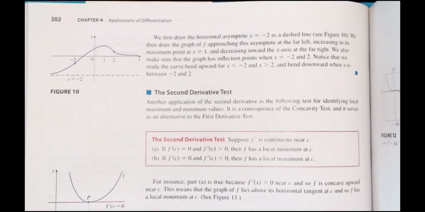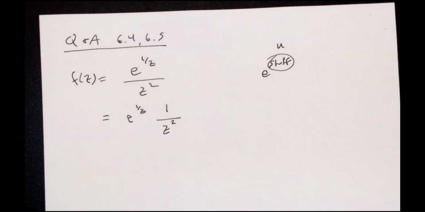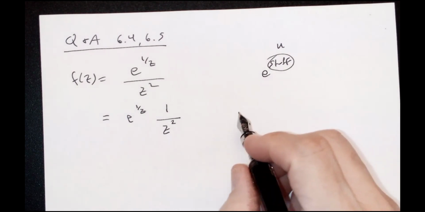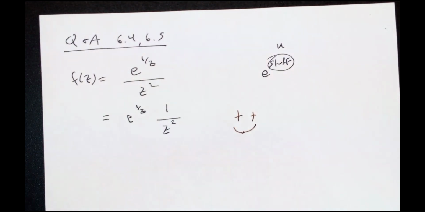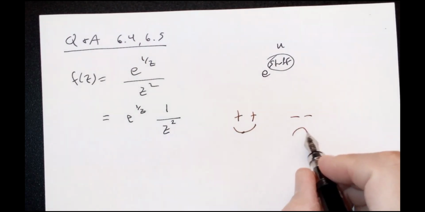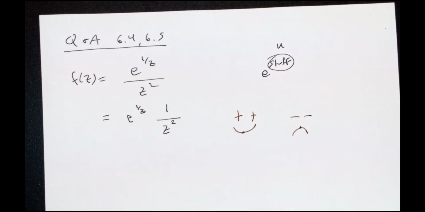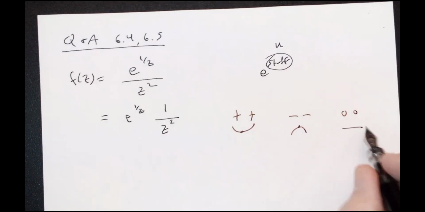I even made funny faces at this point, right? If my second derivative is positive, I'm concave up, so I must be at the bottom. If my second derivative is negative, I'm concave down, so I must be at the top. And if my second derivative is 0, I don't know squat.